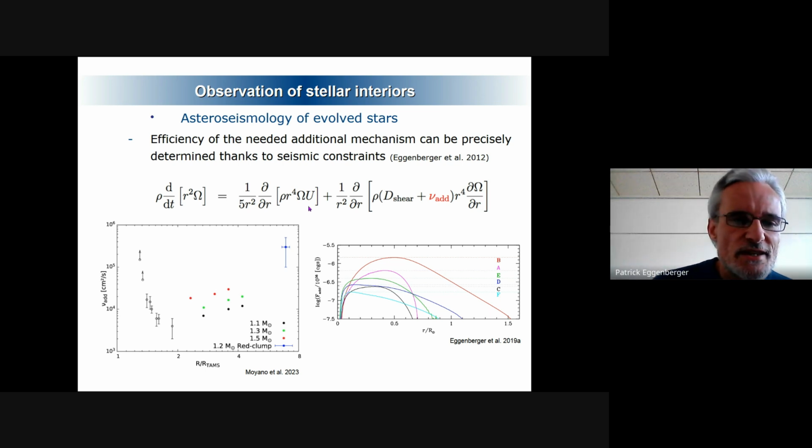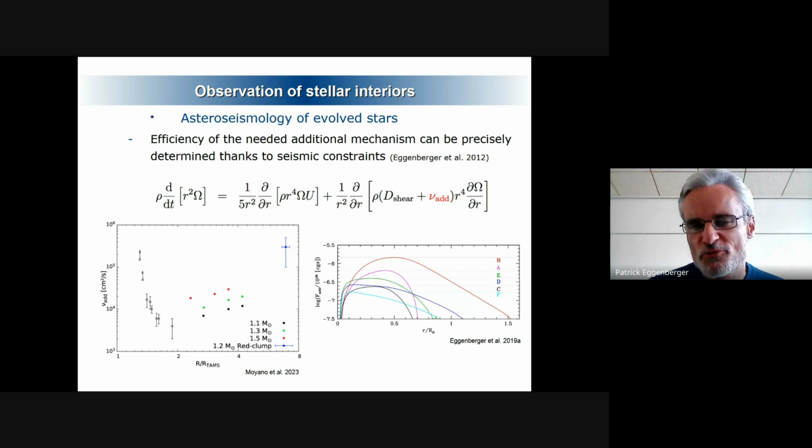And what we find in this case, indicated here by introducing an additional viscosity, which is an arbitrary viscosity representing the efficiency of the unknown transport process needed to correctly reproduce the asteroseismic data. An interesting conclusion is that during the subgiant phase, the efficiency of this unknown process should first decrease, and then it should increase again during the red giant branch, and must increase even more during core helium burning, which is indicated here.